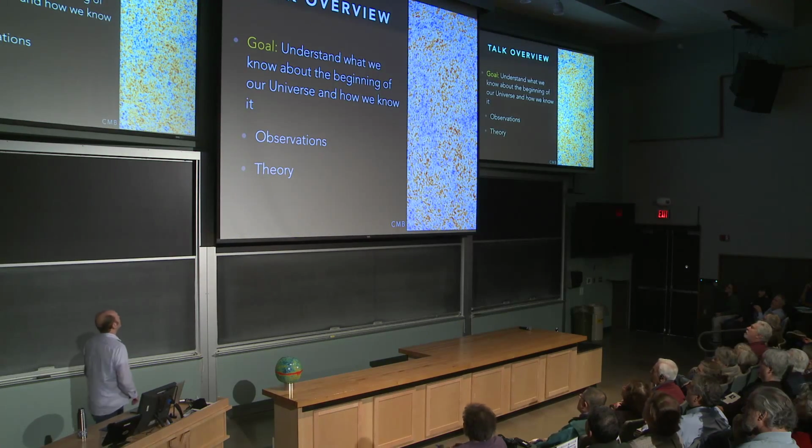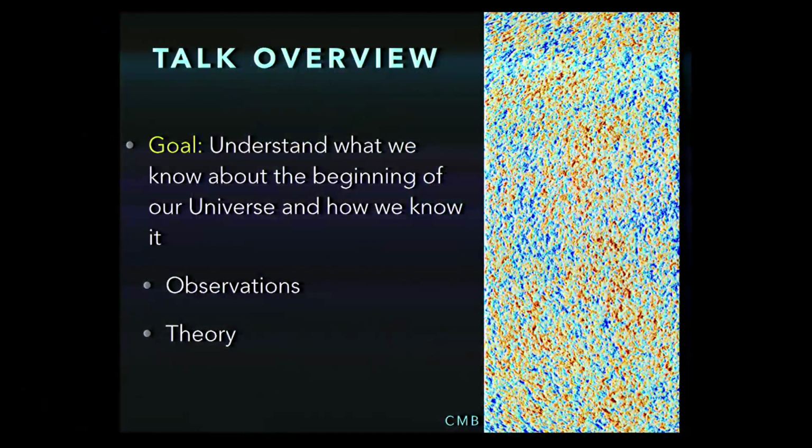So the goal for today's talk is that we want to understand what we know about the beginning of our universe, and not only what we know, but how we know those things. And really what that means is talking about theory so that we can get an idea of what could have happened, and then tying that in with observations so that we can actually get a handle on what we can rule out, right? It's great to come up with a theory, but what you really want to do is have the theory that describes the situation you're in. And that is what we're really going to do.